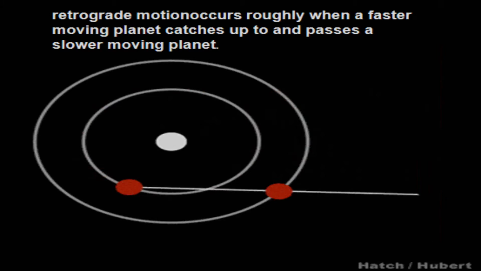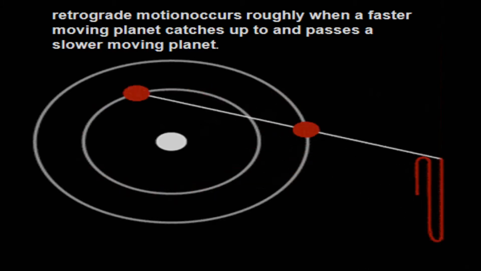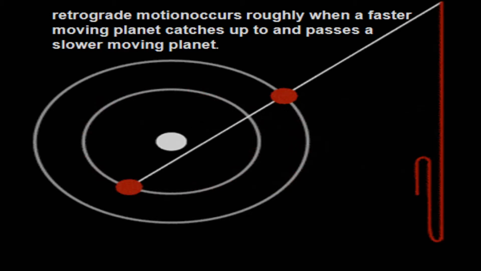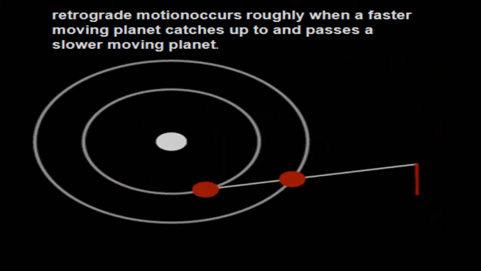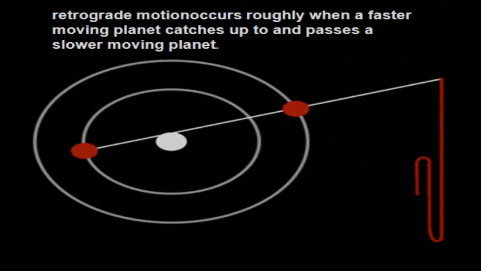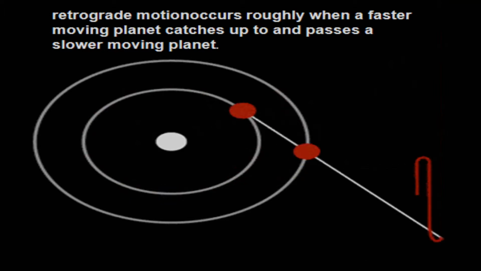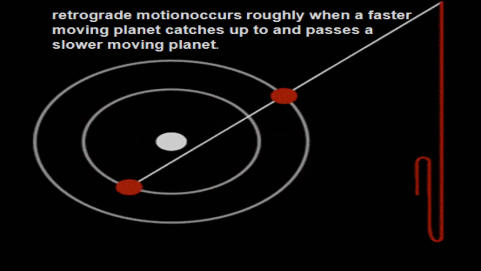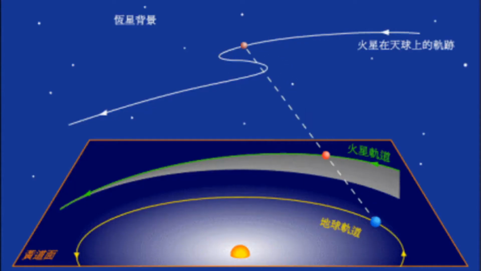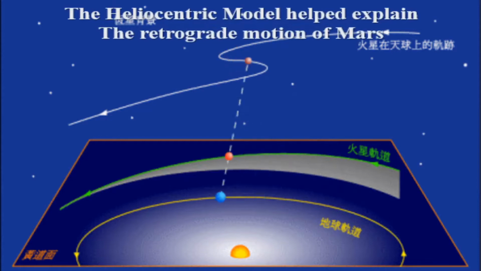So in a way, Nicholas Copernicus had contradicted Claudius Ptolemy by eliminating epicycles. Now we know before that Claudius Ptolemy had introduced epicycles in explaining the retrograde motion of the planet, especially that of Mars, in his geocentric model. So Nicholas Copernicus, using the heliocentric model, helped explain the retrograde motion of the planet, especially that of Mars. And by eliminating epicycles, he contradicted Claudius Ptolemy.